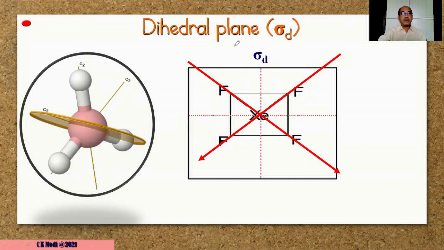So all of you might have cleared this doubt. What is a sigma d? The first condition for sigma d is that it passes through the center of the molecule and divides it into two parts. The second condition is that it passes through the angle between two subsidiary C2 axes. That is called sigma d.